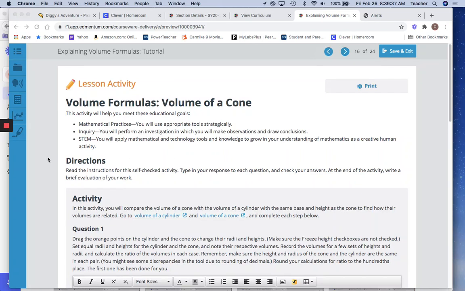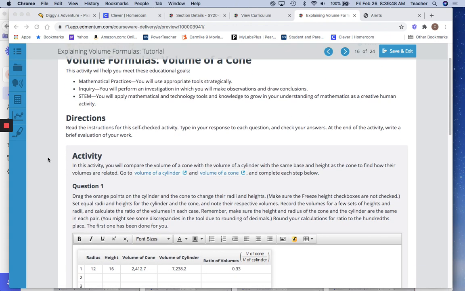All right, you guys, still in the first lesson of the unit, explaining volume. This is slide 16, which is volume formulas, volume of a cone. All right, so let's see. You compare the volume of the cone to the volume of a cylinder with the same base and height as the cone to find how their volumes are related. I already know what's going to happen here.